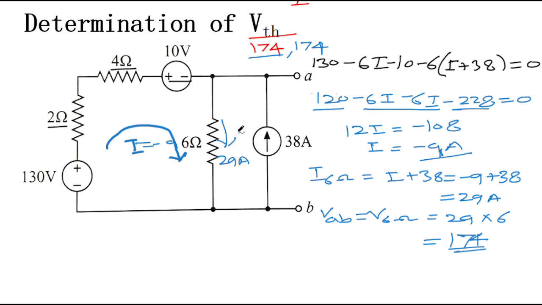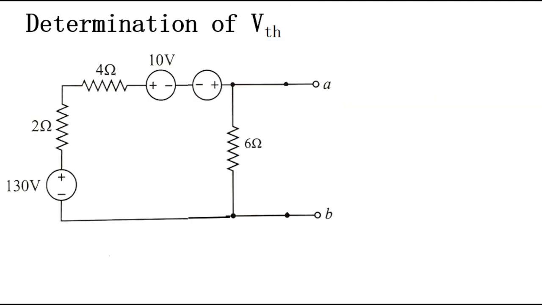For applying the third method, we will have to change this current source into a voltage source. I have already made this one here. So this 6 ohm, this current source which was here, is now replaced by this voltage source. The value of the voltage source will be equal to 6 multiplied by 38, which is 228 volt. So it will be a 228 volt source, right?